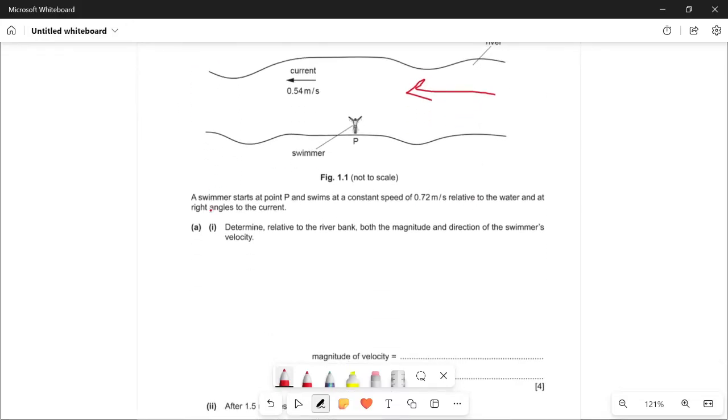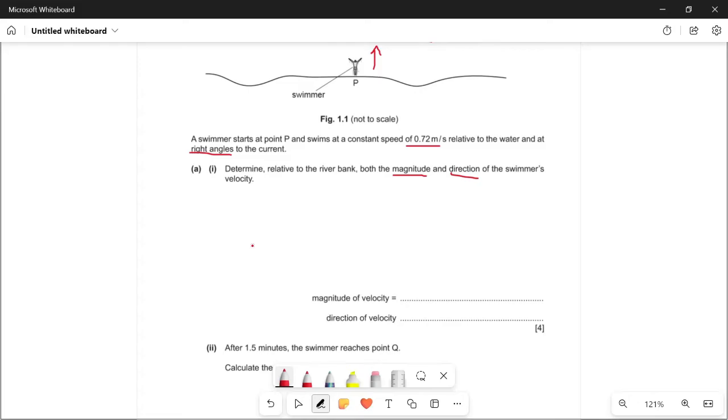A swimmer starts at point P and swims at a constant speed of 0.72 meters per second relative to the water and at right angle to the current. Now this right angle is very important. So the current is this from the right to the left, and the swimmer is swimming upwards, and it's at right angles. Determine relative to the river bank both the magnitude and the direction of the swimmer's velocity.